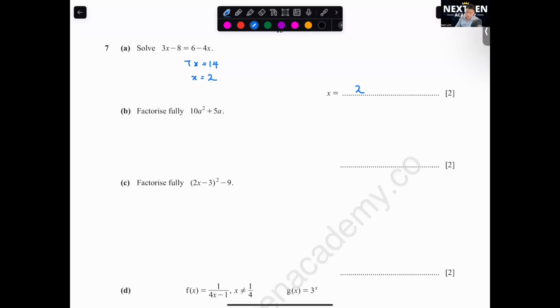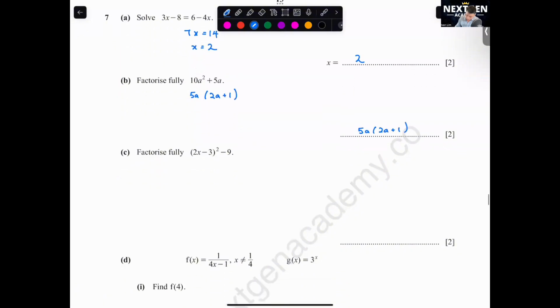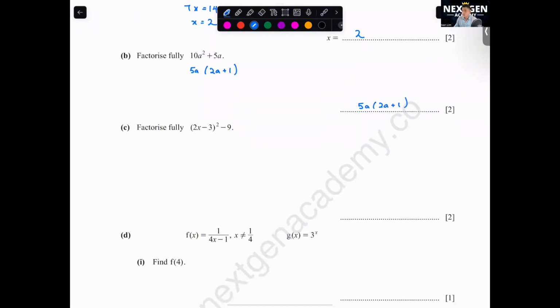Factorize fully, we just need to find the highest common factor for this. So the highest common factor will be 5a, (2a plus 1). Okay, factorize fully this one. All you need to do is expand the bracket first. So here it becomes 4x squared minus 12x plus 9 minus 9, which you'll get 4x squared minus 12x, as 9 minus 9 will be 0. Factorize your highest common factor, 4x, (x minus 3).